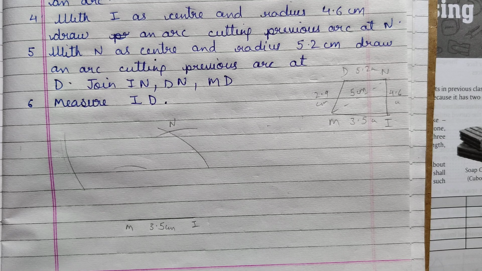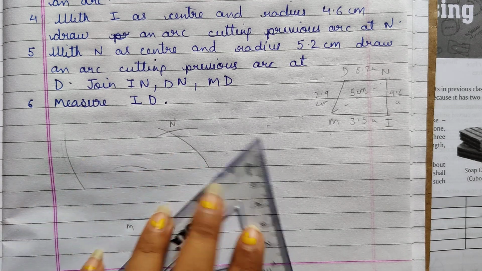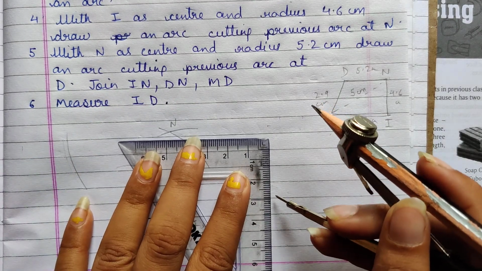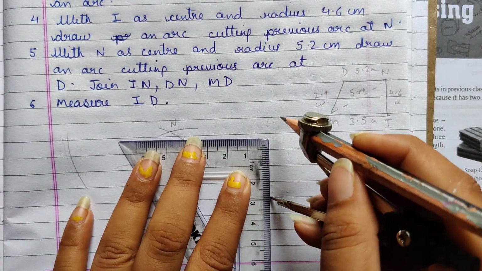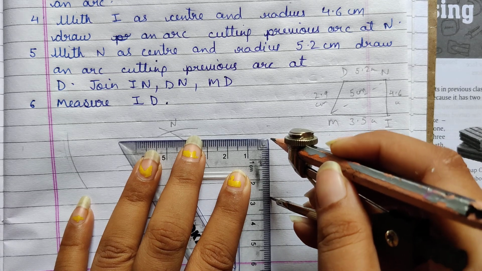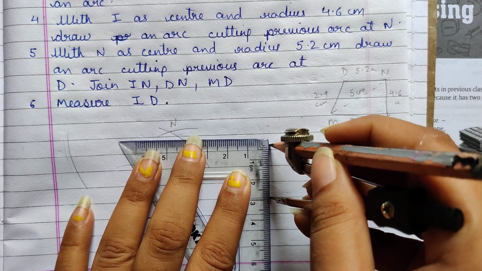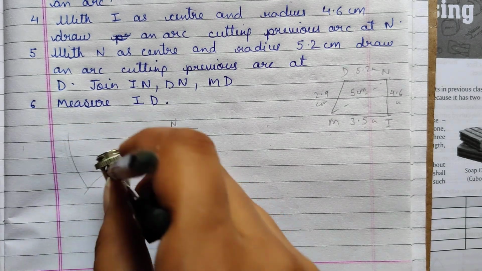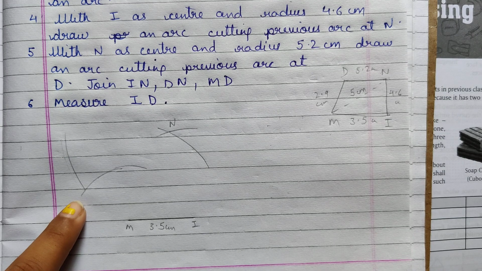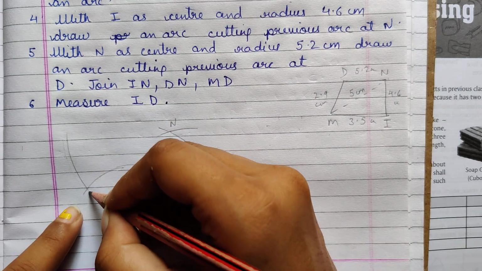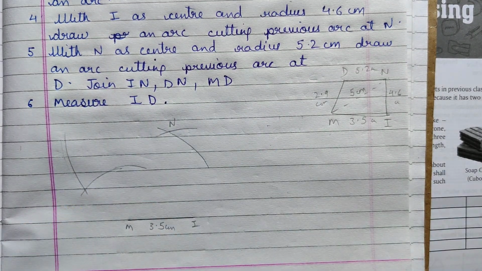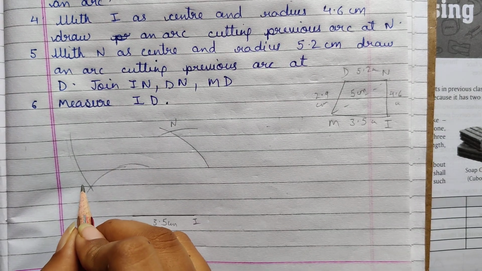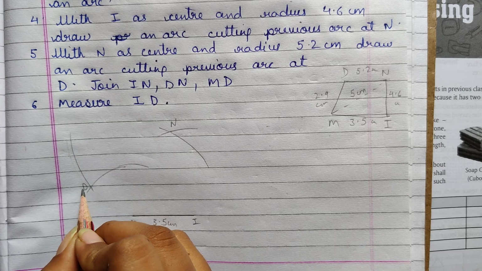So what we will do, we will again take a radius of 2.9 centimeter on the compass, and we need to extend this arc. See, again it is just touching, so I'll just extend it a bit. Alright, and now it is cutting the previously drawn arc very clearly. So this is point D.